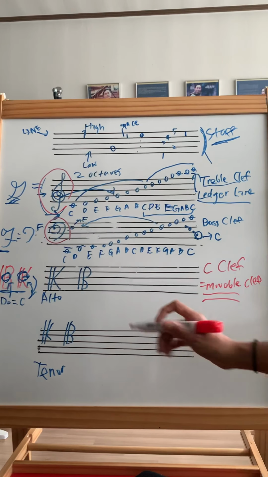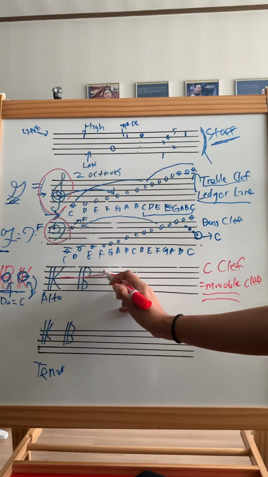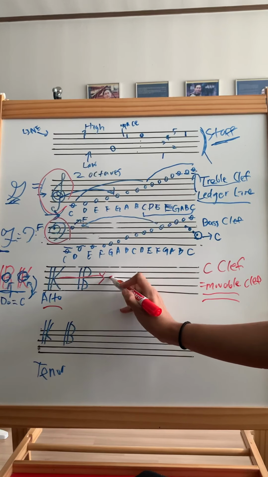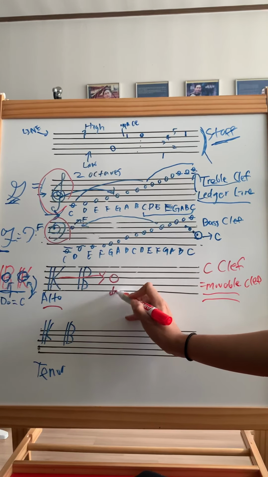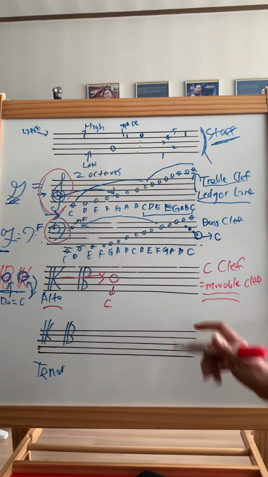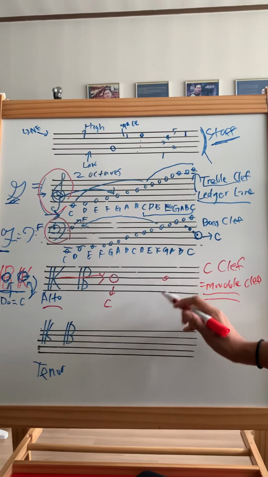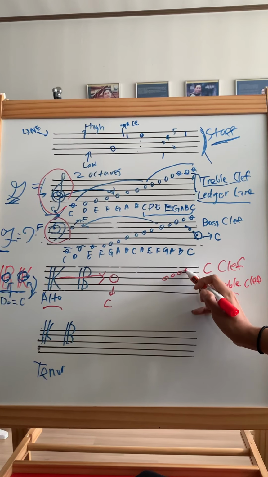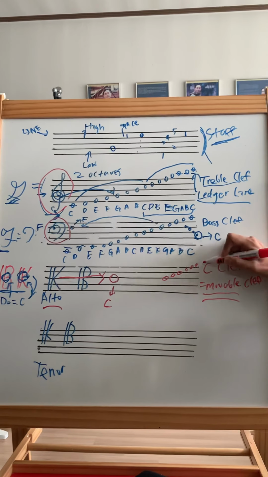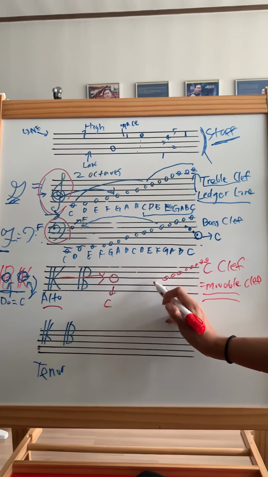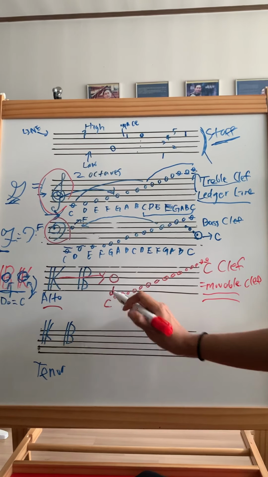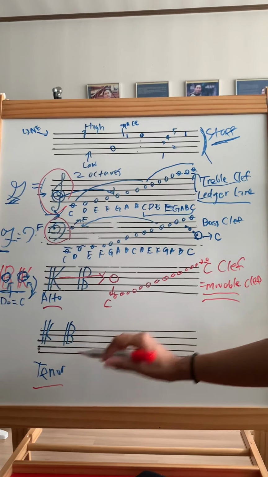So, as I mentioned, here, this line for alto clef will be a C. So this is how you would write an octave: C, D, E, F, G, A, B, C. C, B, A, G, F, E, D, C. Same thing applies for tenor.